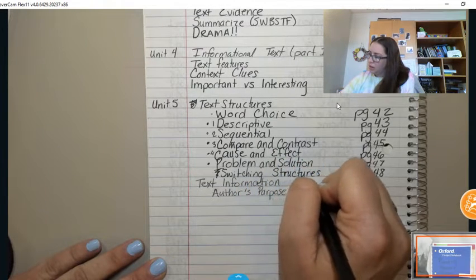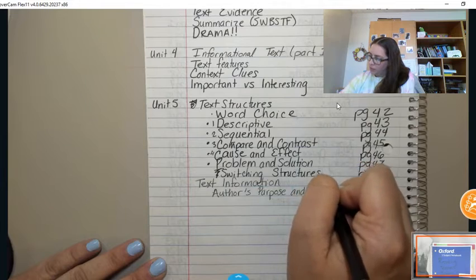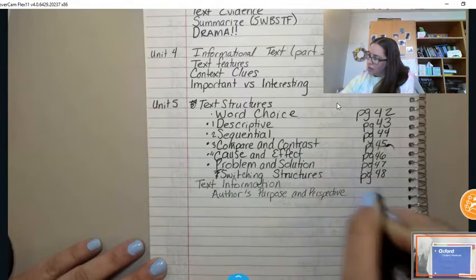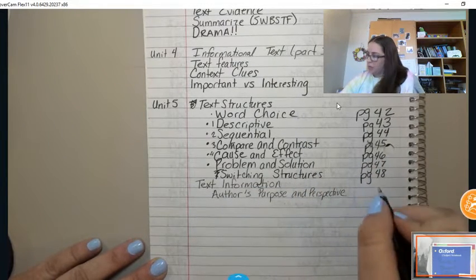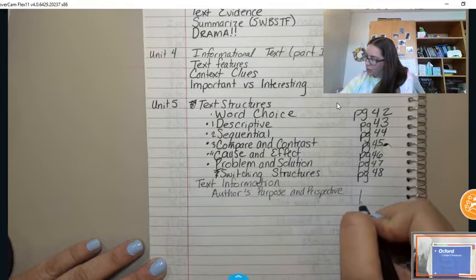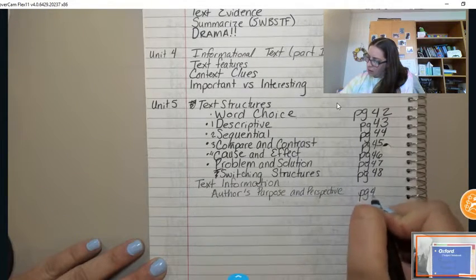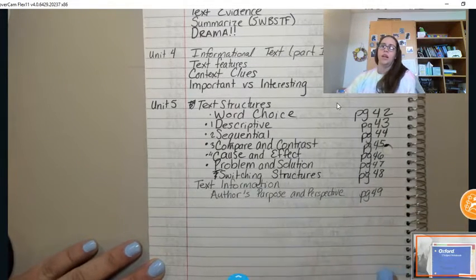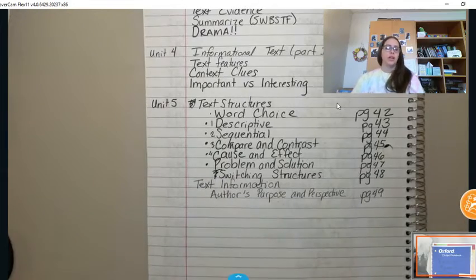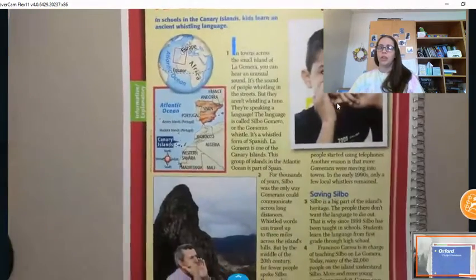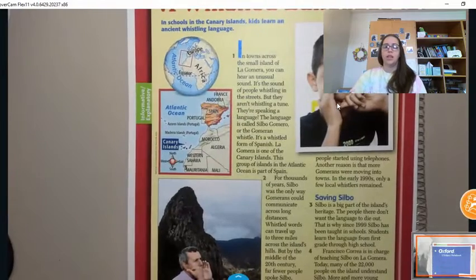and perspective. This is going to be, my last one was on page 48, so I'm going to start on page 49 with this lesson. All right, so once you get that written down, you are also going to want to make sure that you take a moment and you read this lovely article right here.